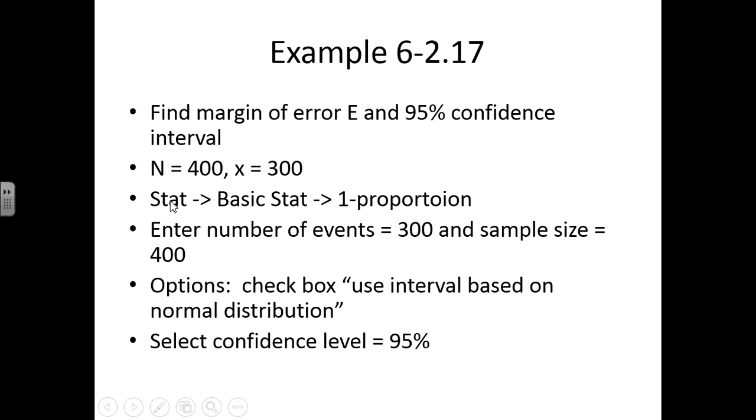So you do Stat, Basic Stat, 1 Proportion. Enter your number of events, which is 300, and your sample size, which is 400. Go to the Options box. Make sure you check the box that says Use Interval Based on Normal Distribution. Select your confidence level to be 95. Now pause this PowerPoint for just a minute. Go to Minitab and enter all this in and see what Minitab tells you the confidence interval is.